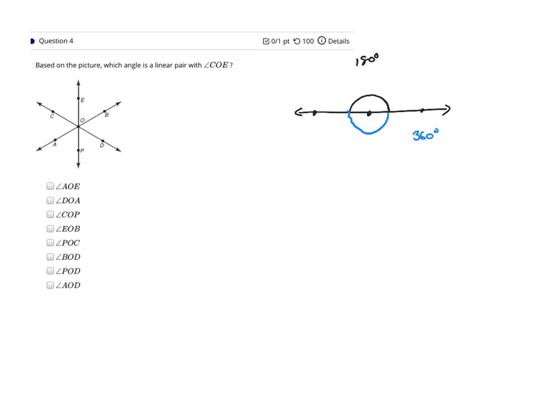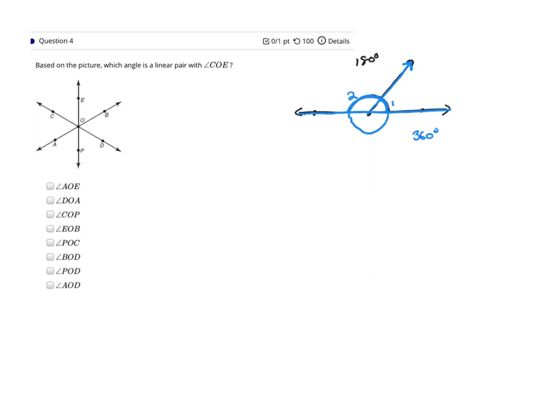Now, to make a linear pair of angles, you have to have a pair of angles, which is two of them, that lie on a straight line. So here's my line, and then you have two angles that are adjacent, which means next to each other, and they lie on a line. So this angle here, if I call that angle 1, and this angle here, angle 2, angle 1 and angle 2 are a linear pair.